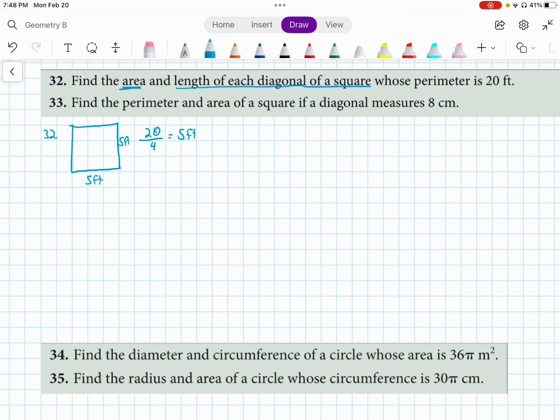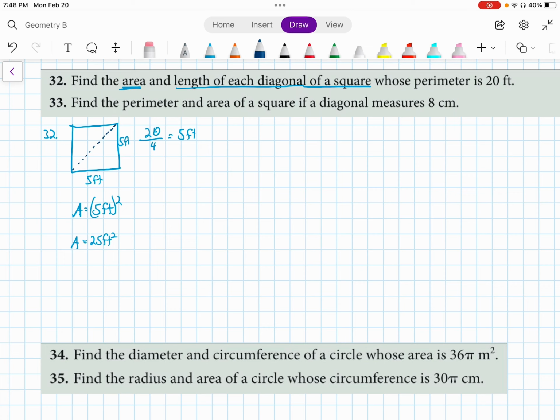And that's easy enough now to find the area. So area is the side squared. So 5 feet squared. So the area of the square is 25 feet squared. Also, we want to find the length of the diagonal. There's probably a couple different routes we could take here.